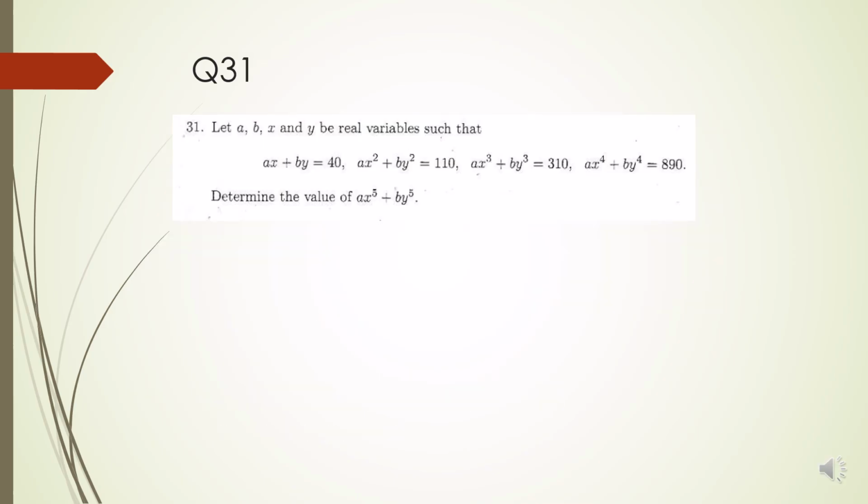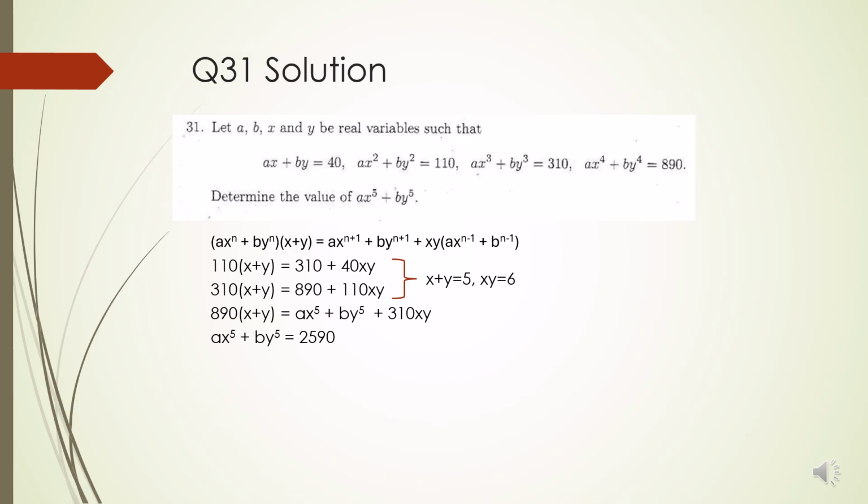This is question 31. Feel free to pause and try out this question. Okay, so this is my intended solution. So you can see that ax plus by equals 40, and then you increase powers of 2, then 3, then 4, and so on. And the equation linking all of them together is as follows. And once you get this equation, everything else is pretty simple. You just sub in the values.